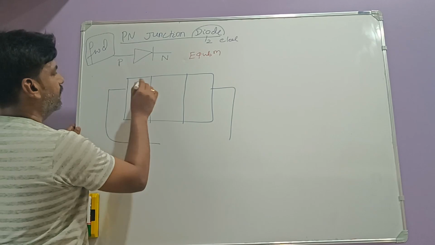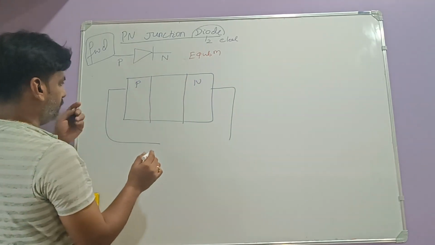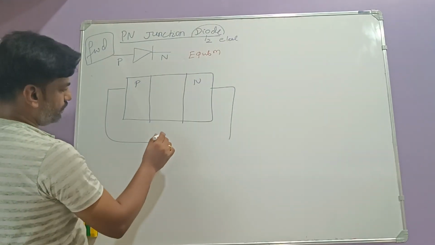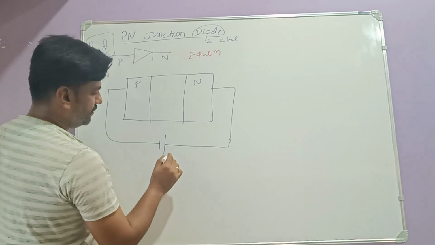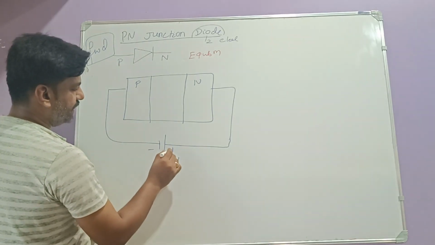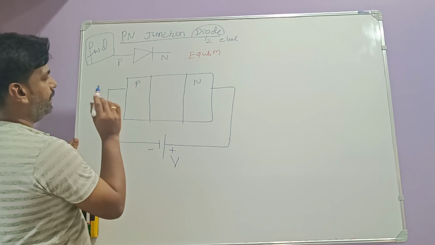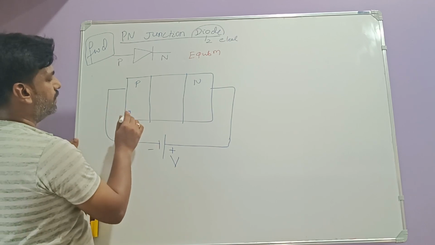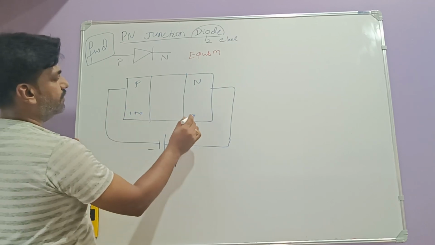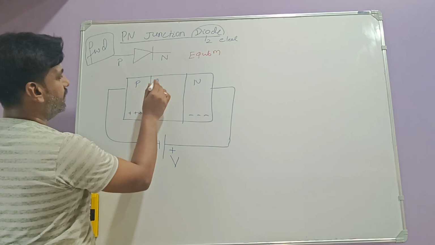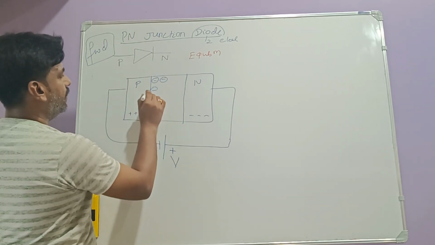This is the P side and this is the N side. Here, look at the polarities of this V. I have taken this as negative and this as positive. Here the majority charge carriers, the holes, are in P, and here the electrons are in N. So in the P side, what should you write? The negative ions.